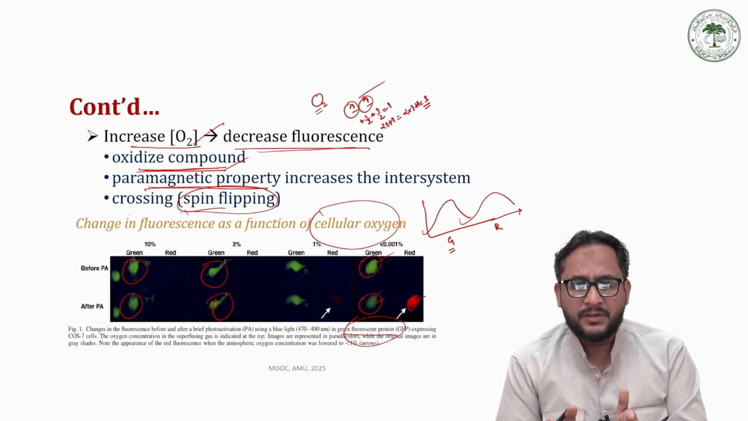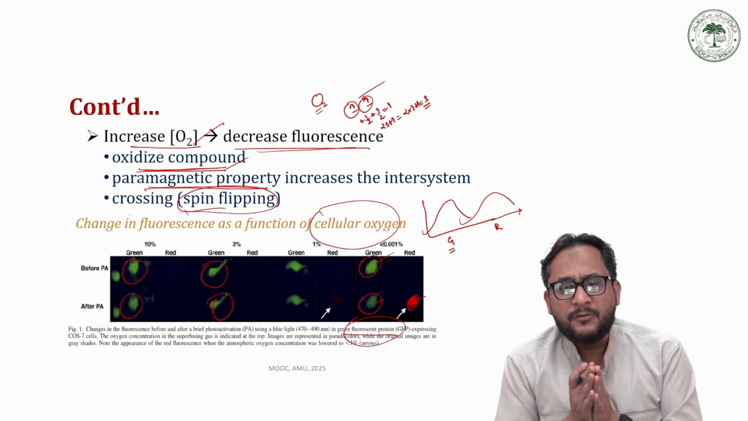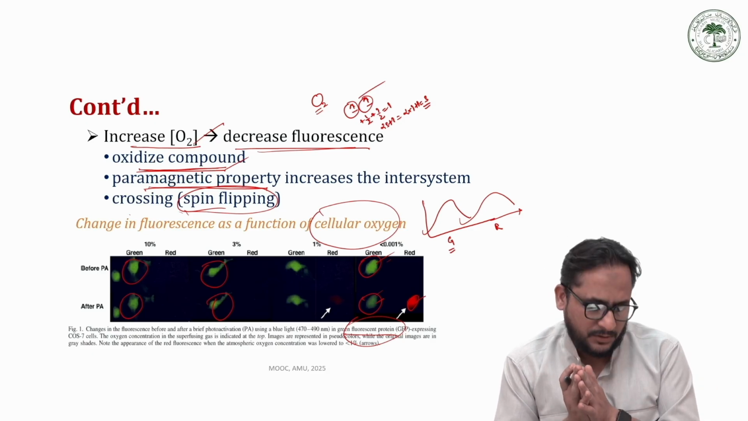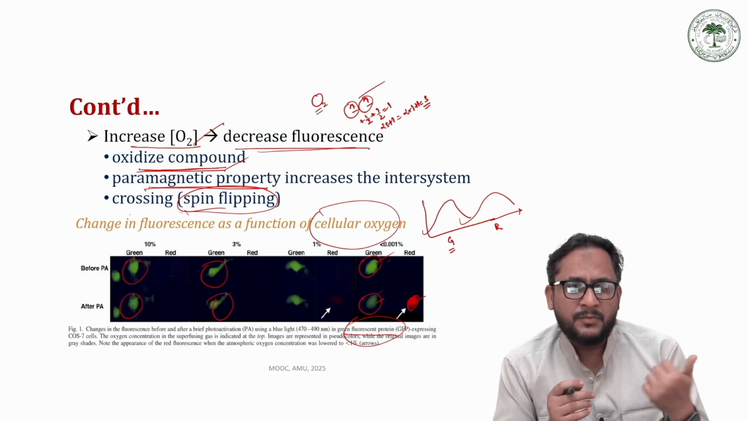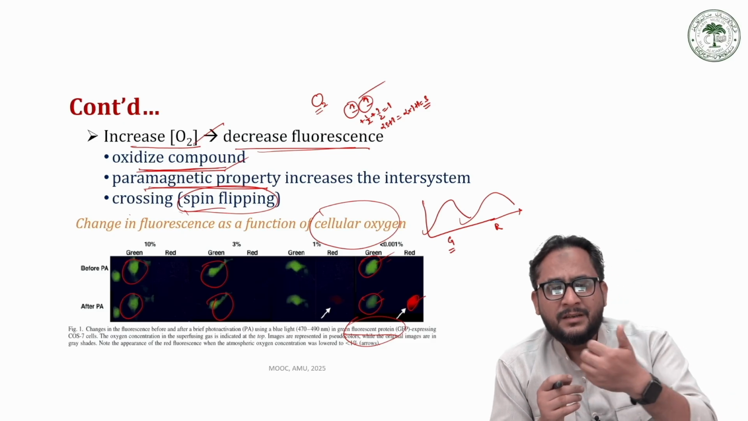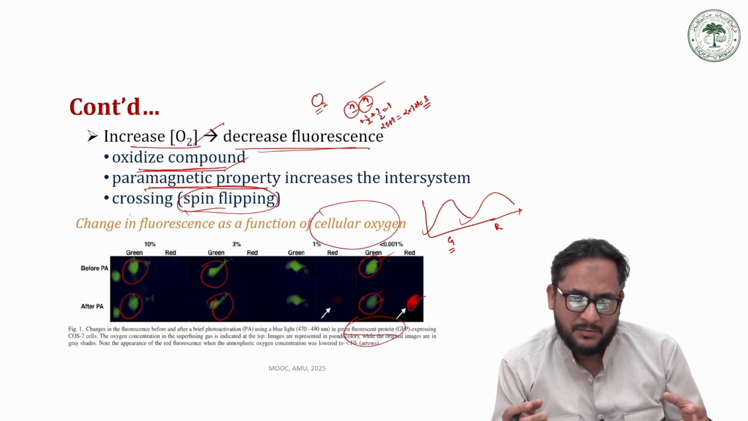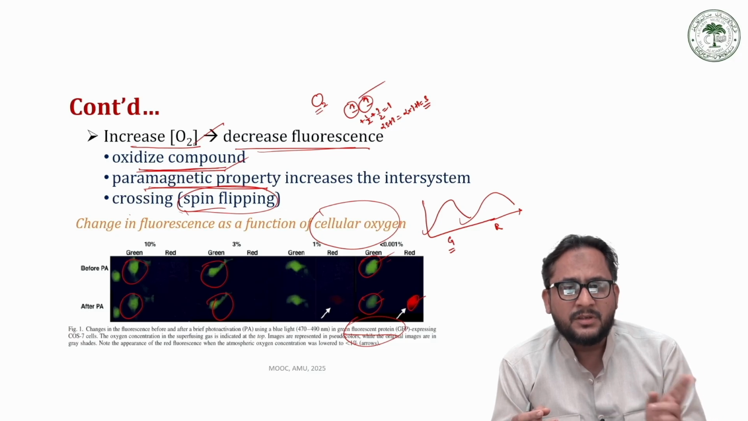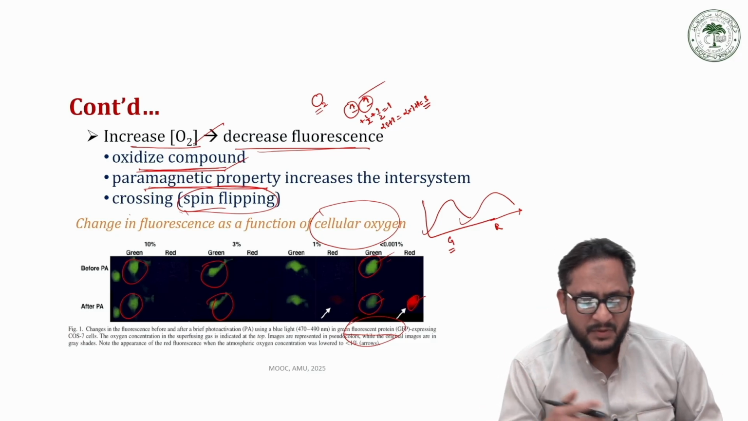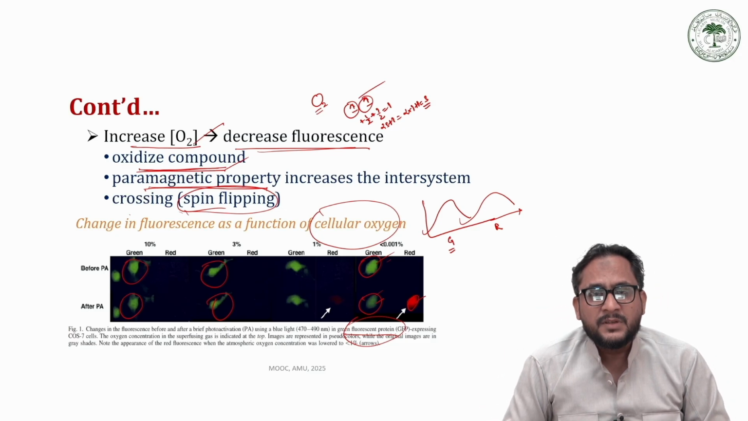Because of its paramagnetic property, which means it has unpaired electrons, the last two electrons enter different orbitals having parallel spin, and therefore oxygen favors intersystem crossing, meaning the electron undergoes a flip and moves from singlet to triplet state rather than coming back and emitting light as fluorescence, because when the electron changes its position from singlet to triplet, energy is lost as non-radiative deactivation.